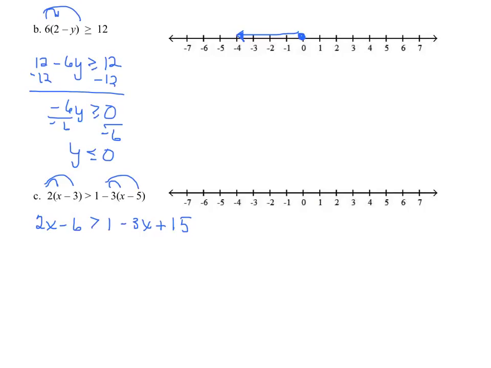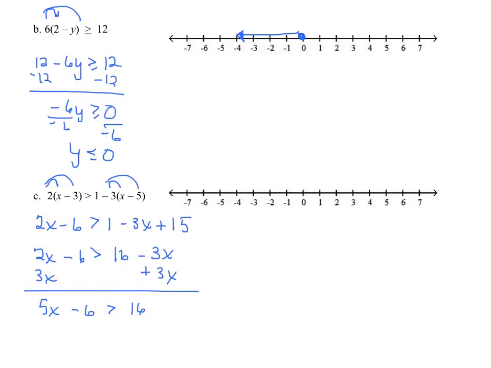So now we're going to combine like terms on a side, so I get 16 take away 3x, and 2x take away 6. So now what I'm going to do is add 3x to both sides, because I don't really want to have to deal with the negatives. So we get 5x minus 6 is greater than 16. Add 6 to both sides.